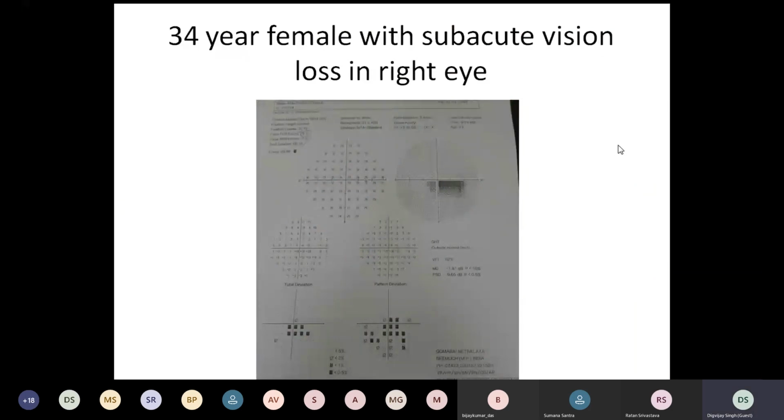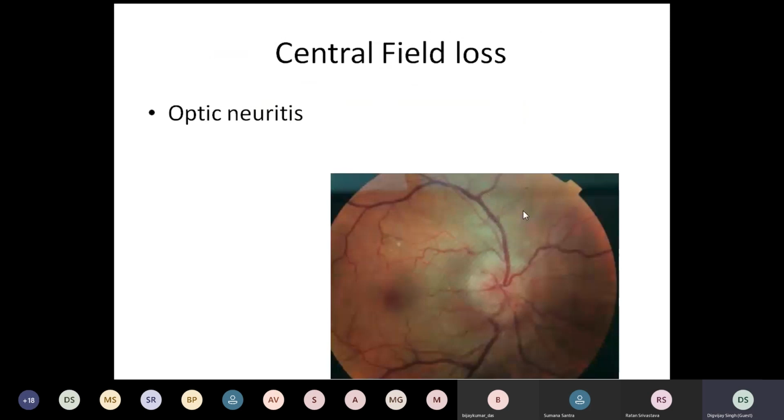A 34-year-old female with subacute vision loss in the right eye. So there's a female who's lost vision in the right eye. You can see what looks like a central or a centrocecal defect here on the pattern standard deviation and on the grayscale, a centrocecal. But remember, when you're in your examination, you're not going to jump straight to the grayscale. You have to describe all this and then you can come there. It's a centrocecal. So what can cause central field loss?